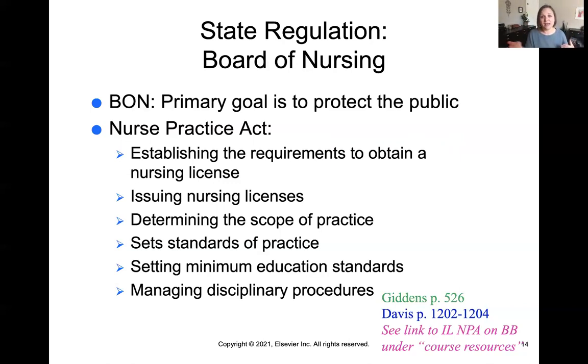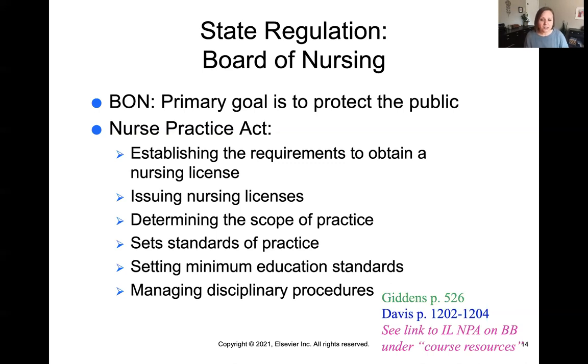It tells us what we can do, what we can't do, when we can do it, what are the requirements to get your nursing license, and also manages any disciplinary procedures that are required. And so here, this slide lays out all of those things I just talked about: setting a standard of practice and a scope of practice, minimum education standards. It's the Board of Nursing that said an associate's degree in nursing is an appropriate degree to be able to sit for your boards and pass the NCLEX and get your nursing license in the state.